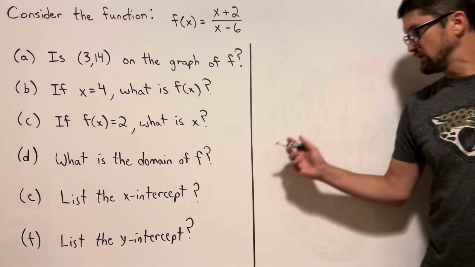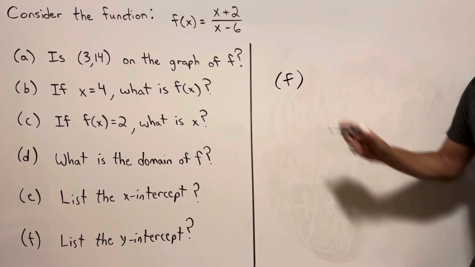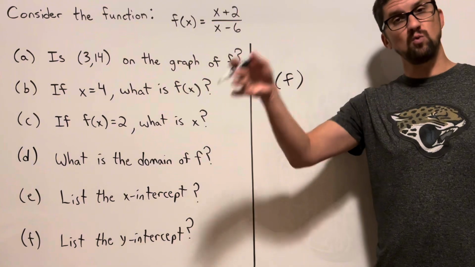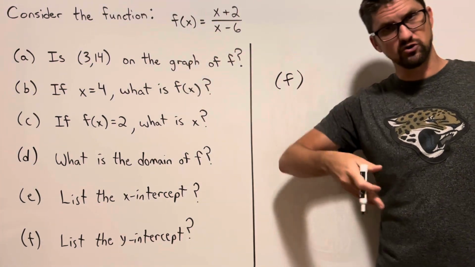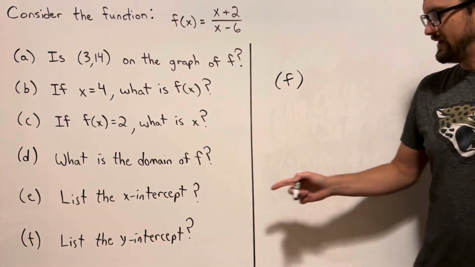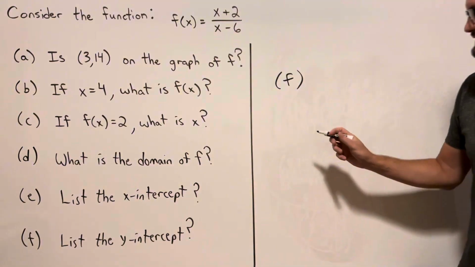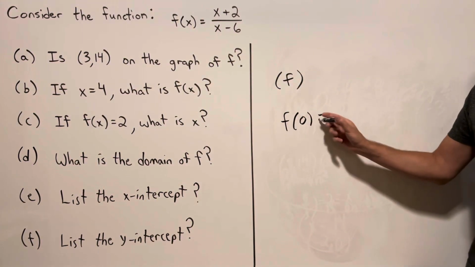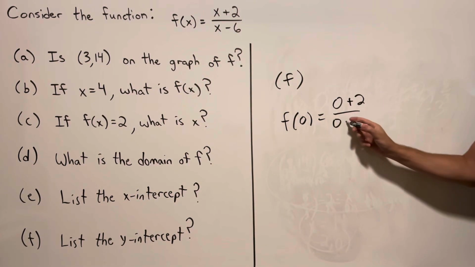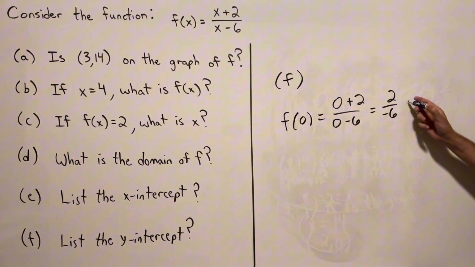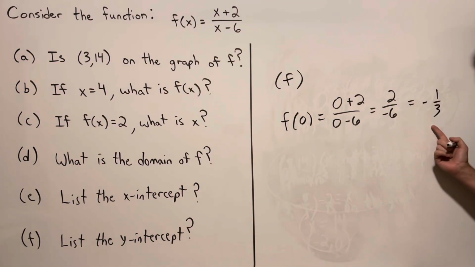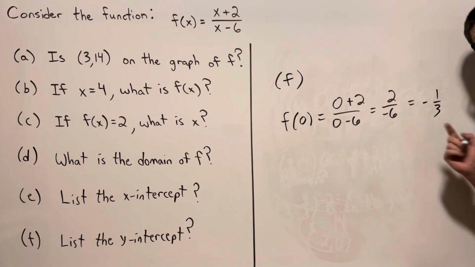We made it to the last part, part F. F wants the y-intercept. The y-intercept is going to be where this graph crosses the y-axis. The y-axis is the vertical axis. On the vertical axis, the y-axis, the x is 0. So to find the y-intercept, I'm just going to plug in 0 for x and see what I get. So I'm going to replace these x's with zeros. So we have 0 plus 2 up top and 0 minus 6 on the bottom. That's 2 divided by negative 6, and that can reduce to negative 1/3. So it's crossing the y-axis at negative 1/3.